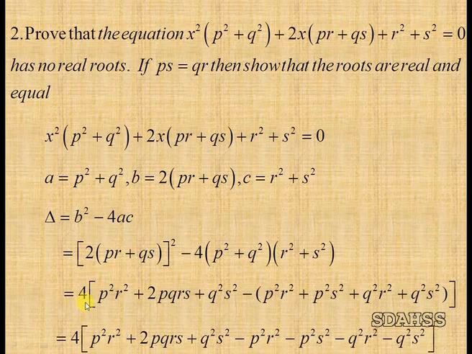Then 4 into p, keep the 3 terms as it is. Here multiply the minus and inside the bracket. So this becomes minus p square r square minus p square s square minus q square r square minus q square s square. Here plus p square r square minus p square r square cancel. Plus q square s square minus q square s square cancel. So remaining you have 2pqrs, p square s square, minus q square r square.